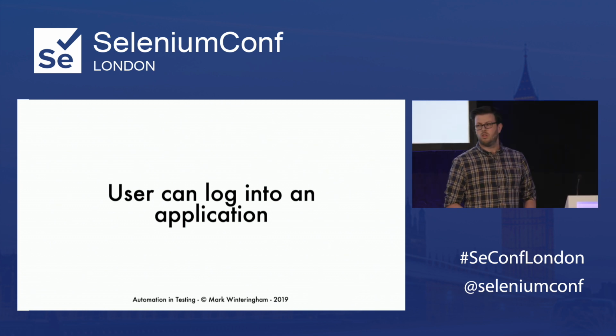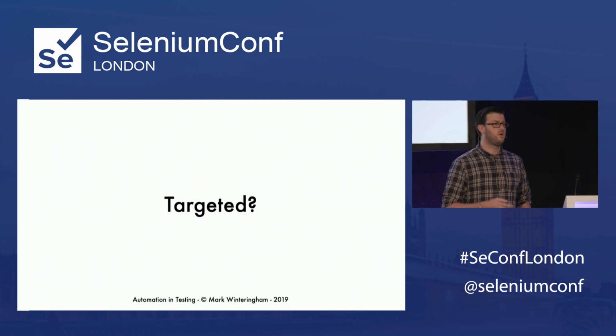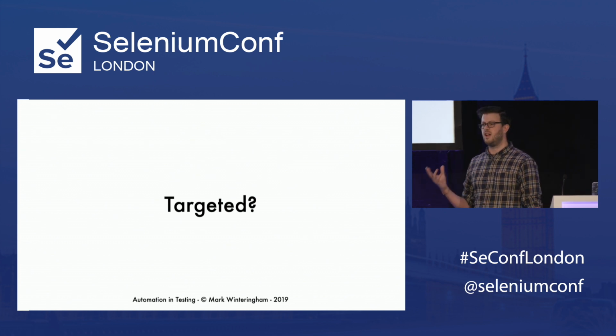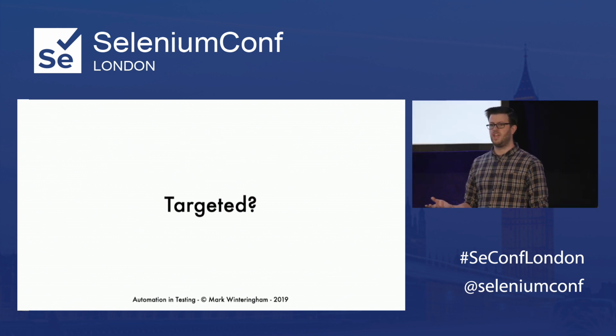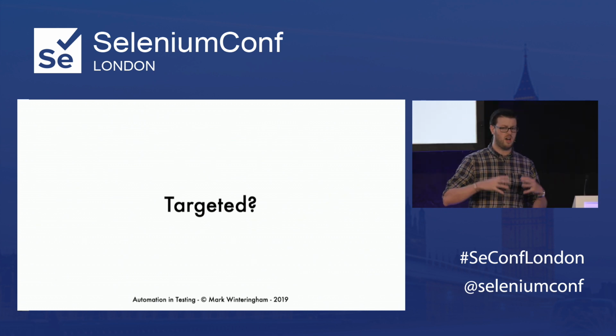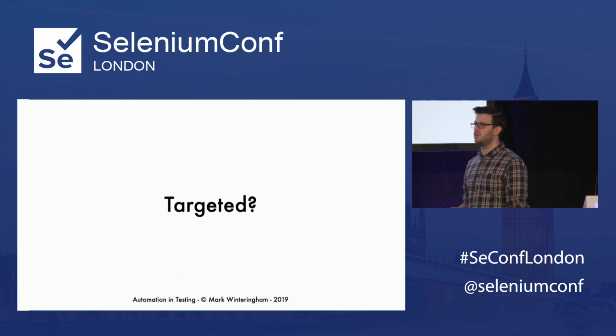The first characteristic is targeted. I want to ask myself, is this check targeted? So let's bring it back to that risk: the user can log in. That risk is actually quite abstract. It's quite high level. It's very much focused on the flow of being able to log in.